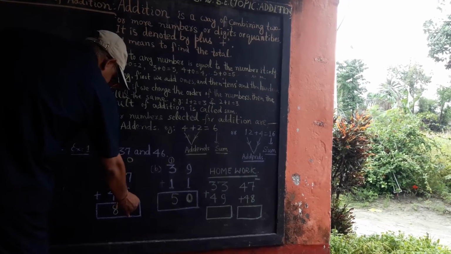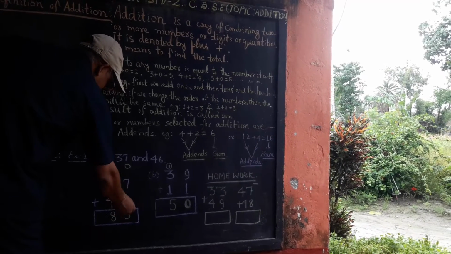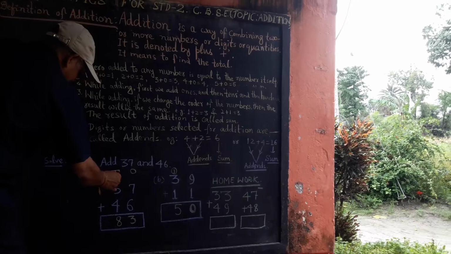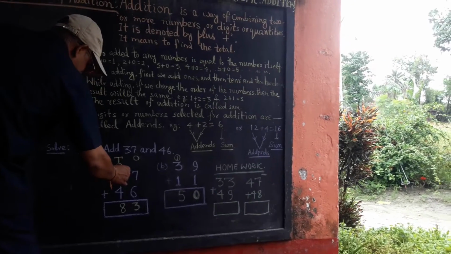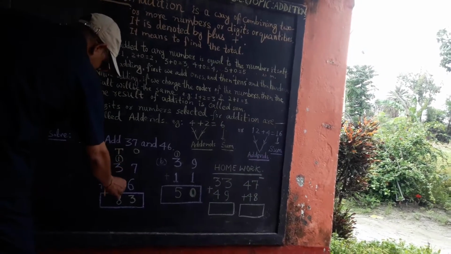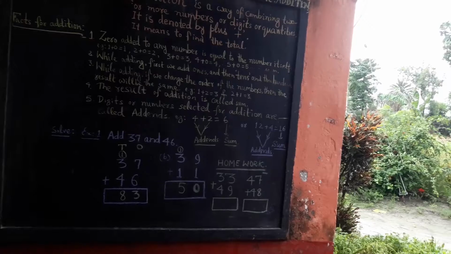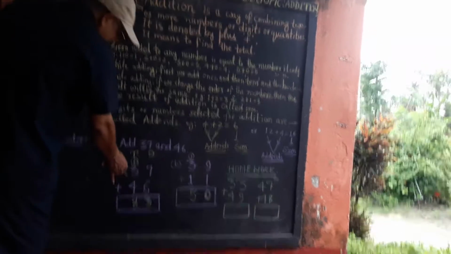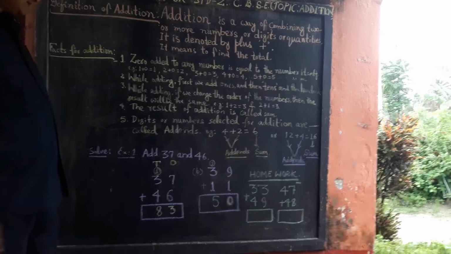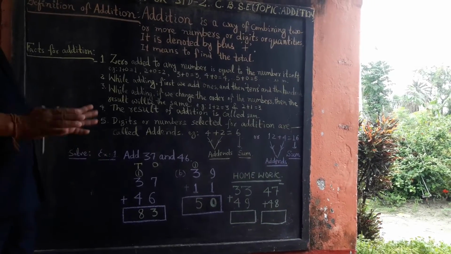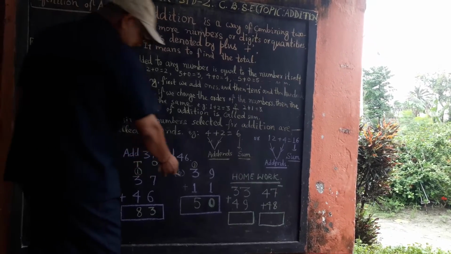So 13. 3 is here and 1 is carried to 10. And consequently it is added to 3. So it becomes 4 and 4. You get the result 83. This is the easiest way to remember how to add the given numbers. In this way, you cannot commit mistakes or blunders in calculation.